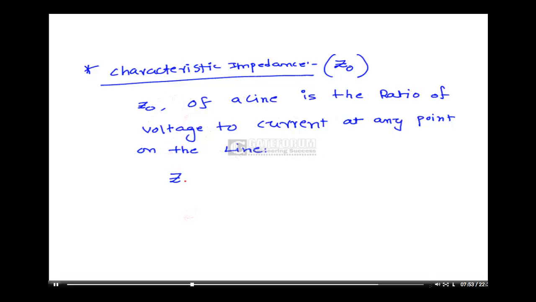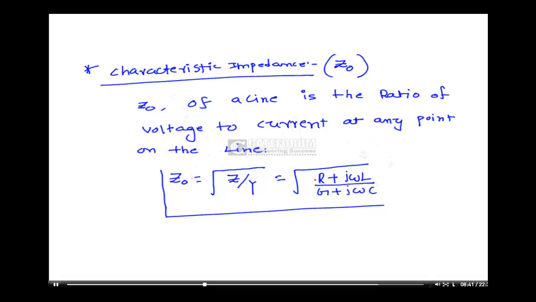This characteristic impedance Z0 in terms of primary constants is given by square root of Z by Y, where Z is the series impedance and Y is the shunt admittance. Of course, I am not going into the derivations, which would take a lot of time. We have to remember the formulas to solve the problems. So the characteristic impedance is square root of (R plus j omega L) by (G plus j omega C). So the two important ones are the propagation constant gamma and the characteristic impedance of a line.